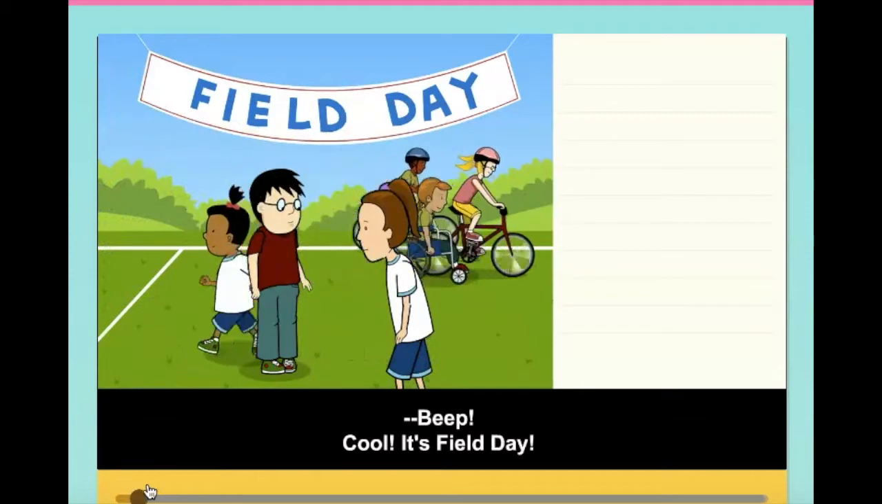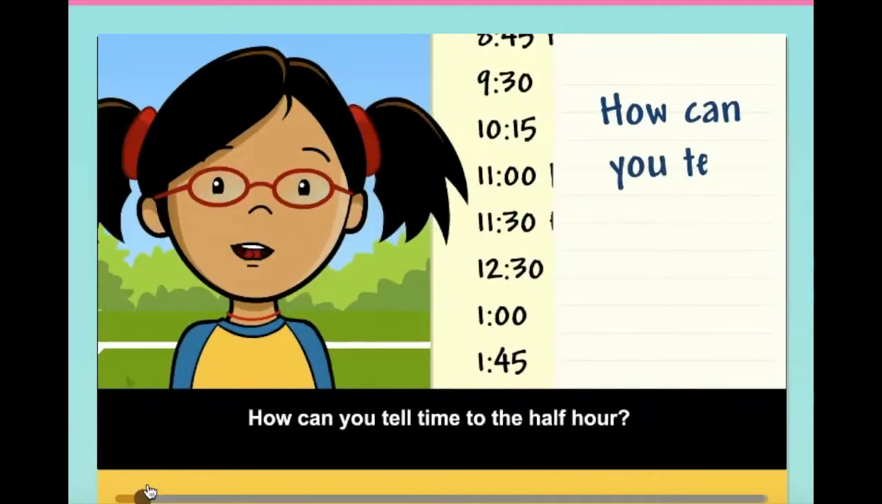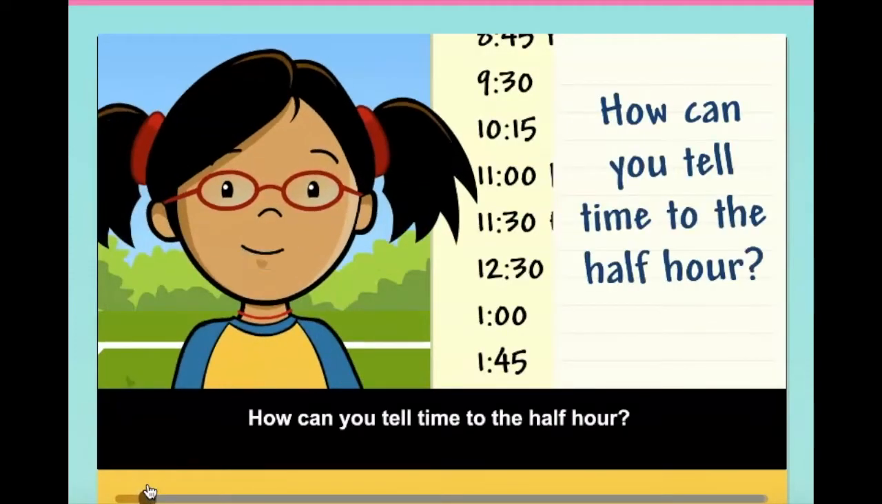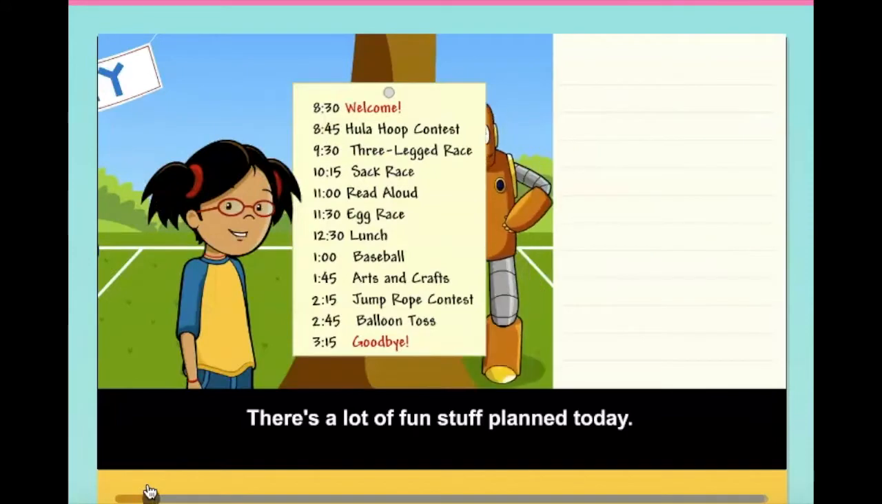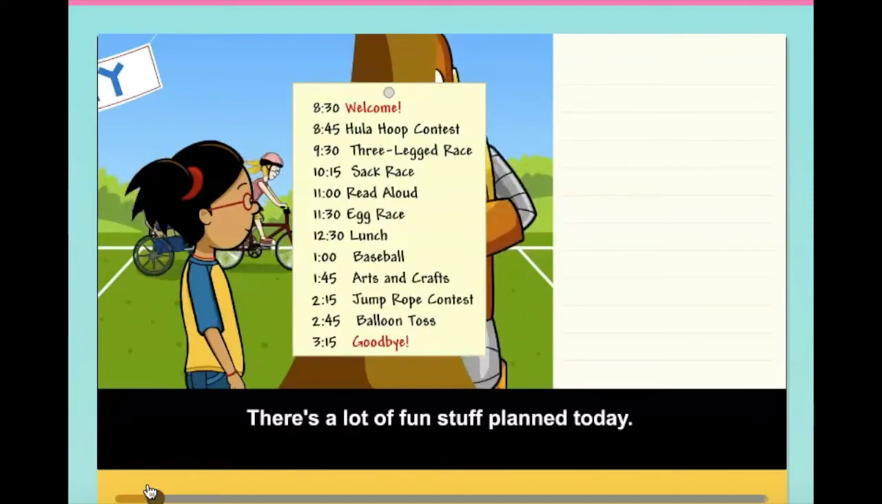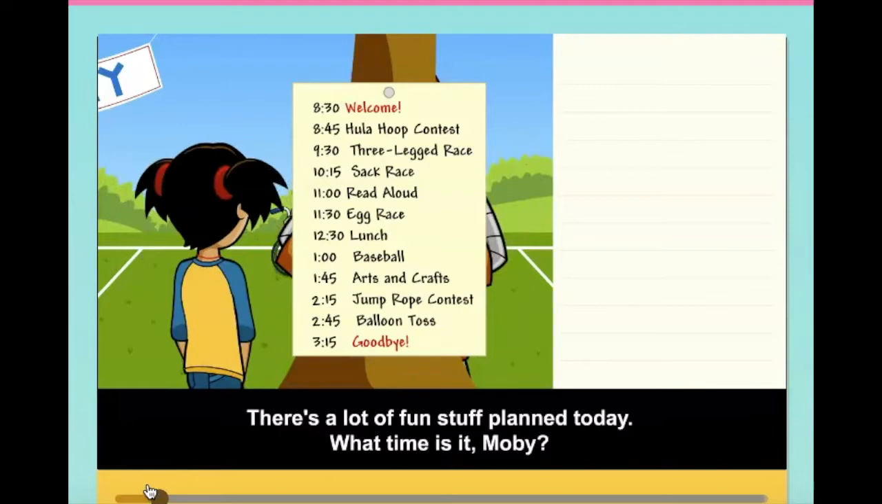It's field day. How can you tell time to the half hour? There's a lot of fun stuff planned today. What time is it, Moby?